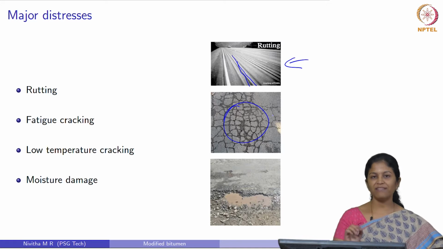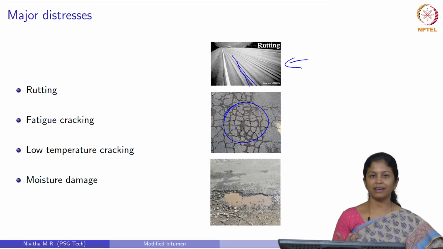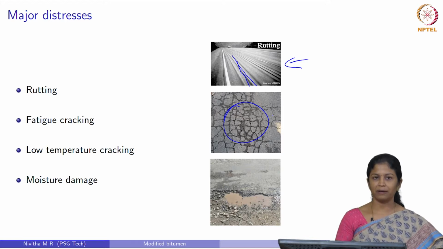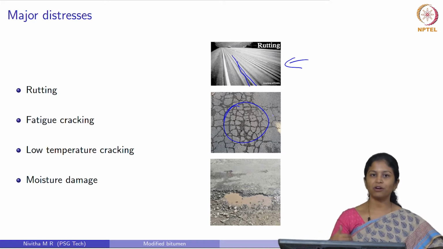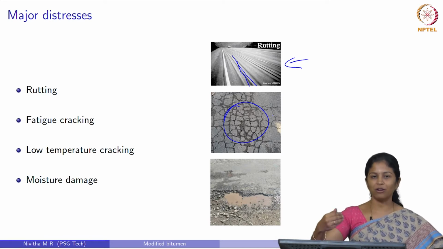So, we also have another distress which is low temperature cracking. When the temperature falls sub-zero, the stiffness of the binder increases drastically, and even without passage of a wheel load we have cracks formed on the pavement. So, this is called low temperature cracking. Fatigue cracking and low temperature cracking occur at low temperatures, but fatigue cracking is more because of the passage of wheel loads, whereas low temperature cracking can occur even without a vehicle travelling on a road.